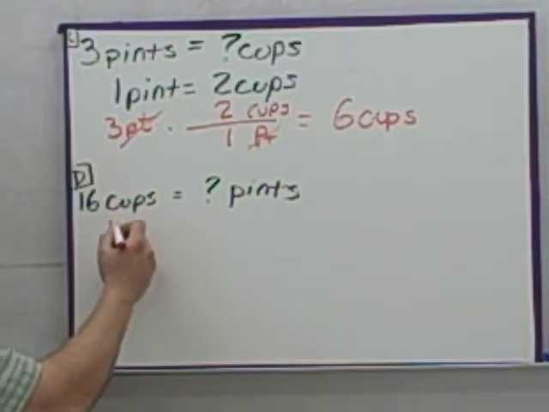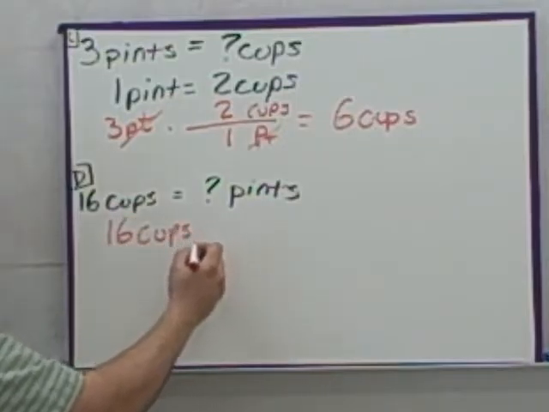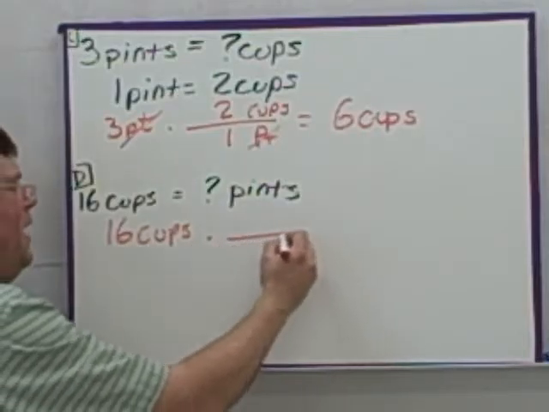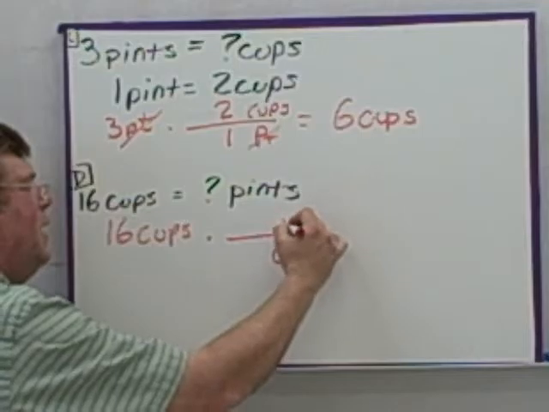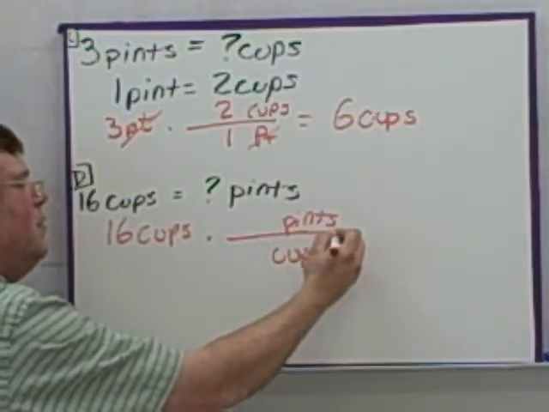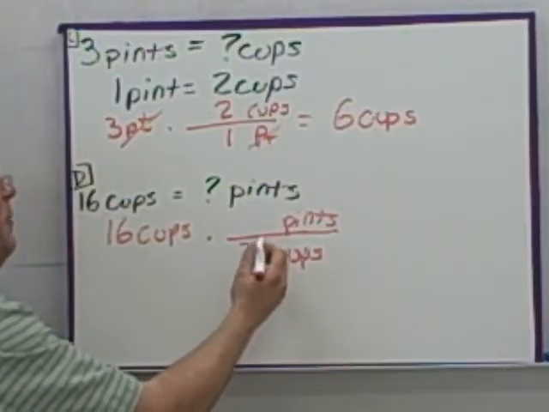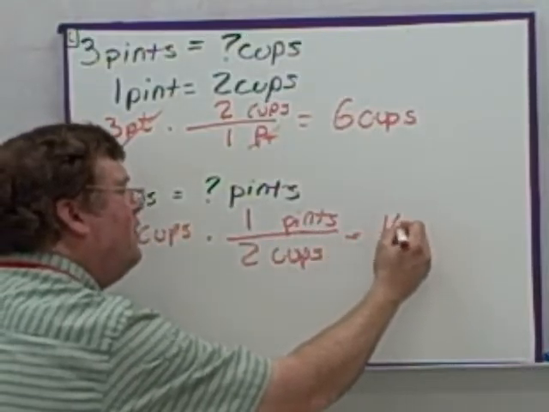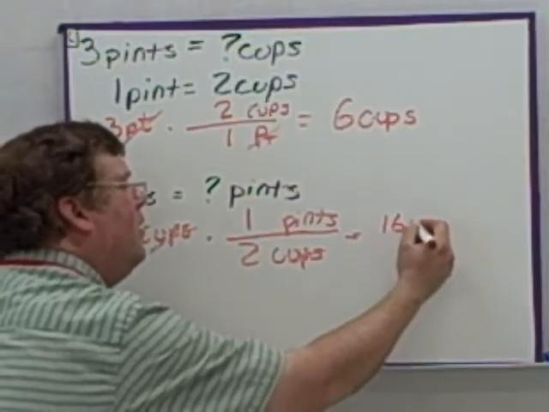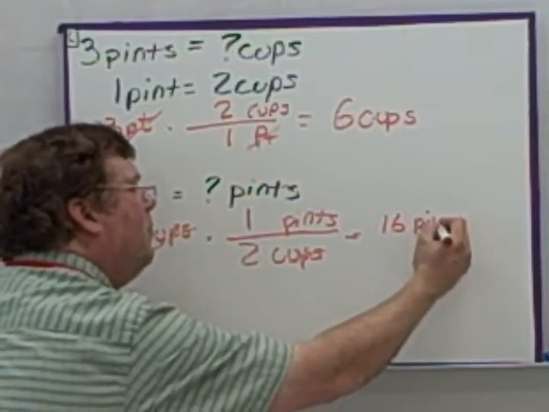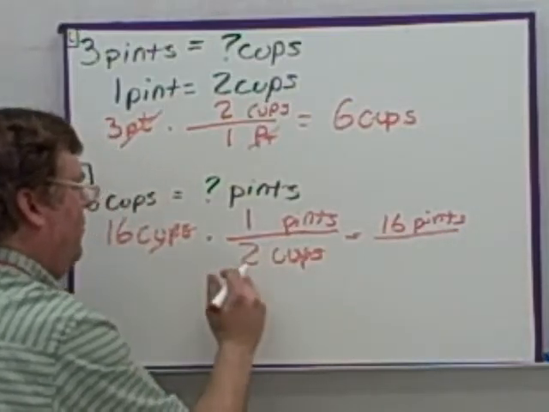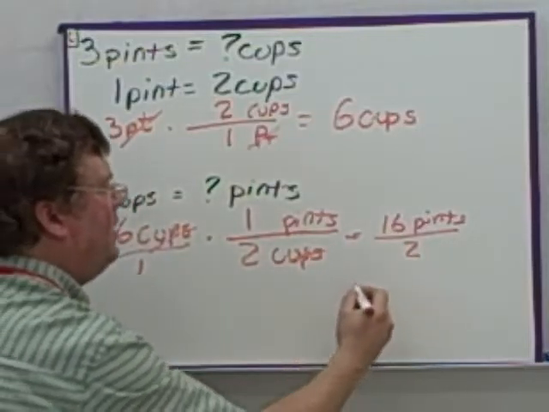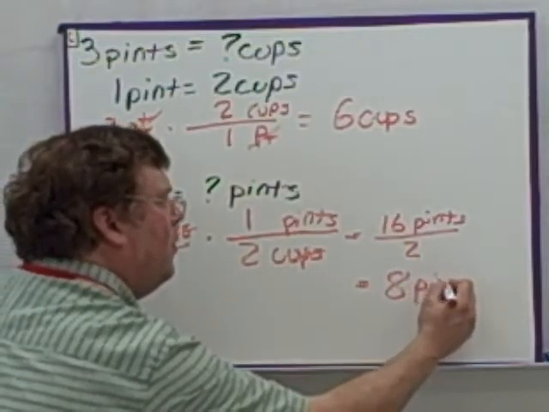The other direction, if we were given 16 cups, and we're asked to find how many pints, we'd be multiplying by something that has cups on the bottom and pints on the top. 2 cups, 1 pint. 16 times 1 is 16. Cups will cancel. So you're left with 16 pints divided by, well, this is like saying over 1 here. 1 times 2 is 2. 16 divided by 2 is going to give me 8 pints.